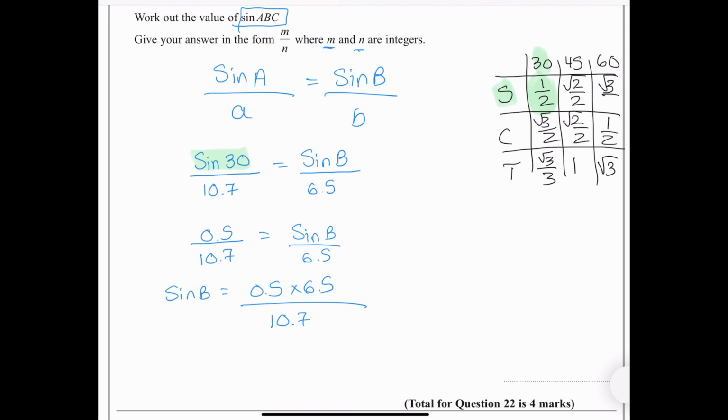Okay, it's a non-calculator paper, not a nice question, probably why it's left at the end. So let's do this on the side over here. I've got 6.5 times 0.5. What's that going to get me? Well, basically, it's a half of 6.5, isn't it? So that's going to get me 3.25, and that's divided by 10.7. Now what did it say? m and n are integers. So at the moment, I don't have integers, do I?